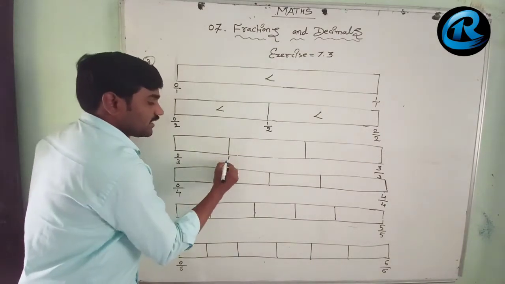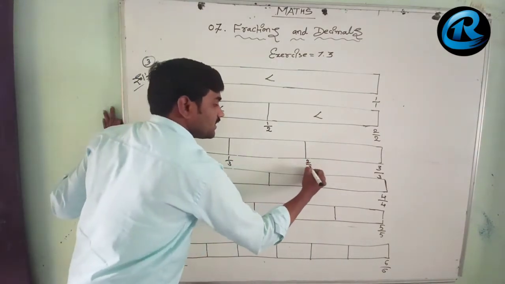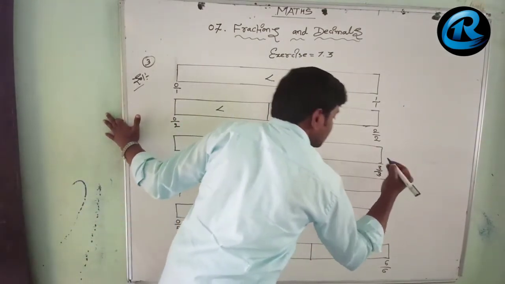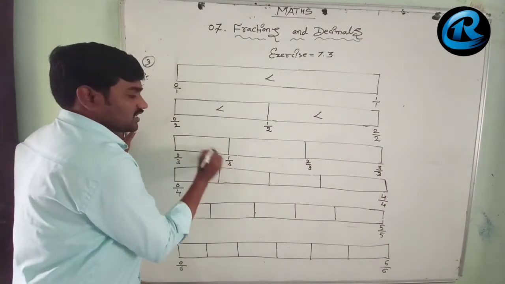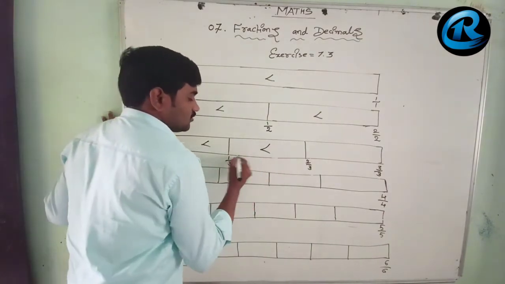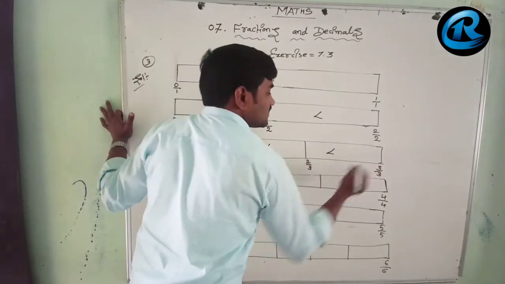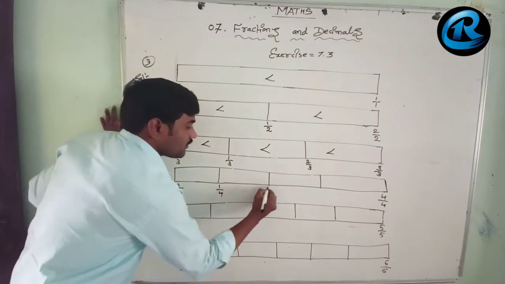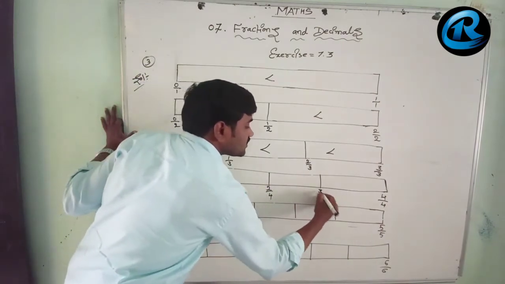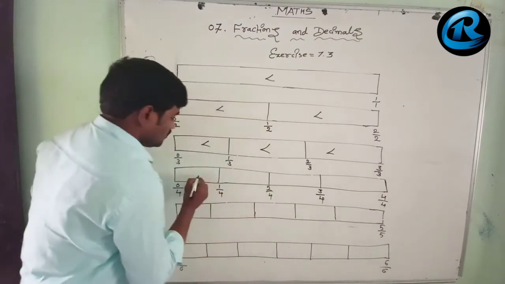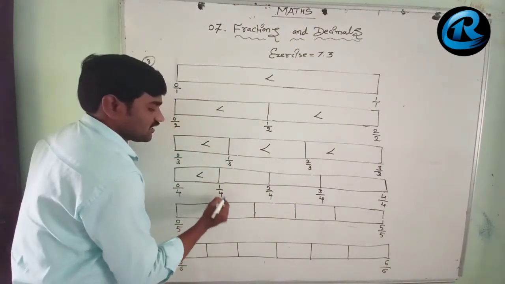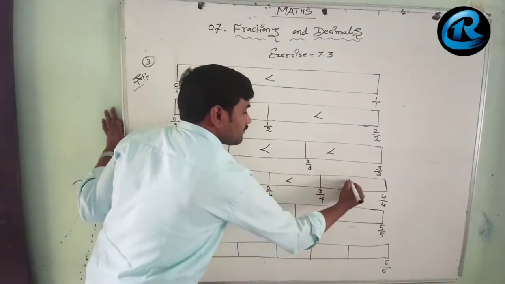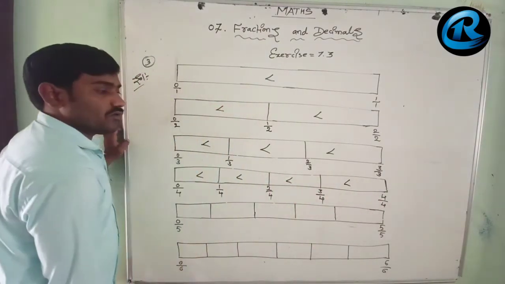0 by 3, here it is 1 by 3, it is 2 by 3 and here 3 by 3 is already given. So 0 is less than 1, 1 is less than 2, and here 2 is less than 3, nothing but 2 by 3 is less than 3 by 3. Similarly here it is 1 by 4, 2 by 4, 3 by 4 and 4 by 4. So 0 by 4 is less than 1 by 4, 1 by 4 is less than 2 by 4, 2 by 4 is less than 3 by 4, 3 by 4 is less than 4 by 4.